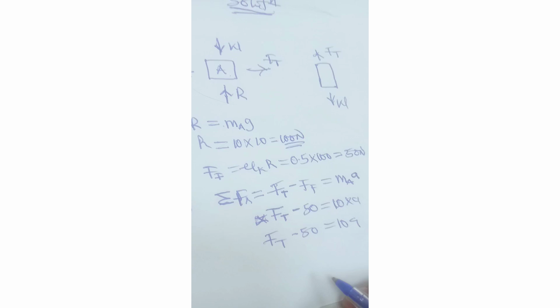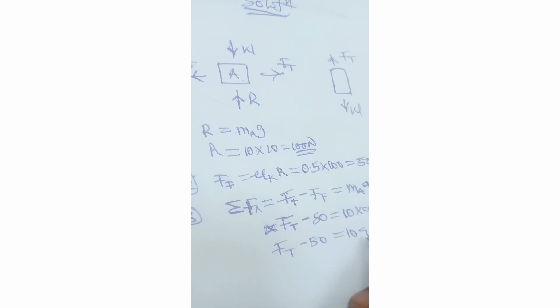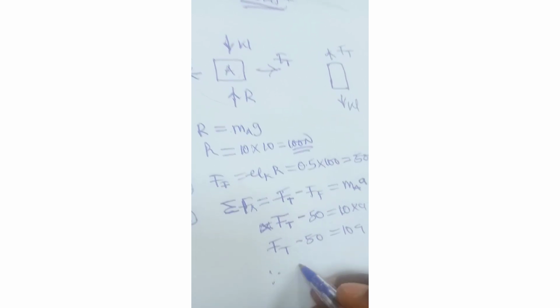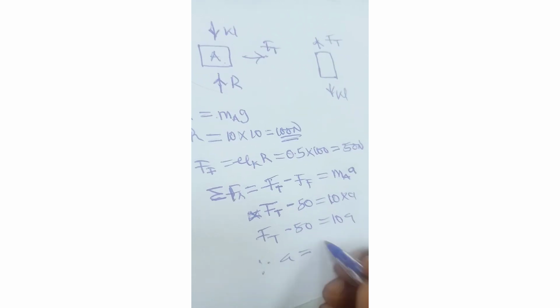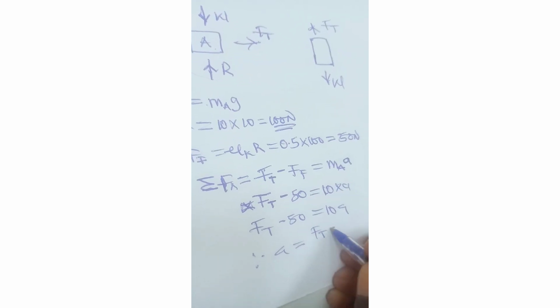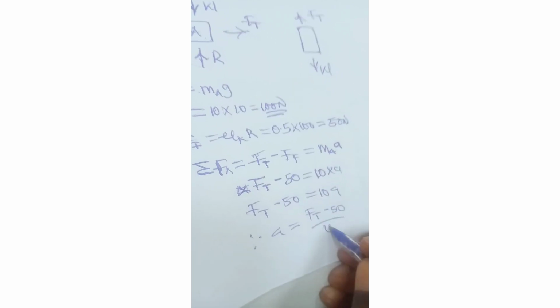Take note of this. So here we can make a the subject of the formula. Let's make it, because it's F_T that we have to calculate. Then we have your a to be equal to F_T minus 50 over 10. Take note of this equation.